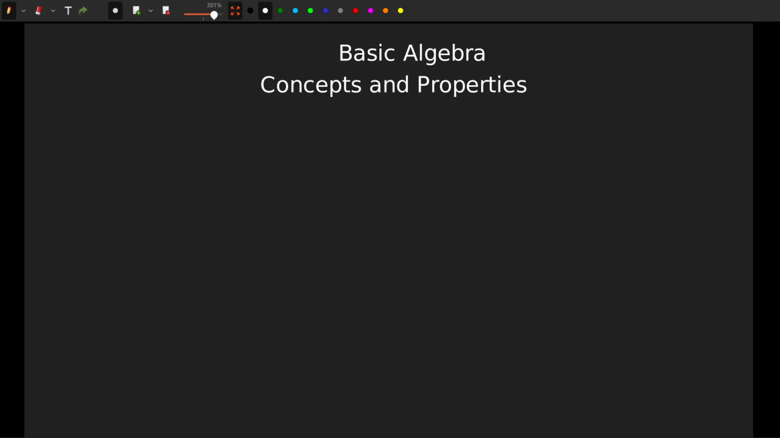So for today's video, we're going to be talking about basic concepts and properties of algebra. And we have basically three specific properties that we're going to look at. One is the commutative property. We have another one which is the associative property. And then the last one is the distributive property.